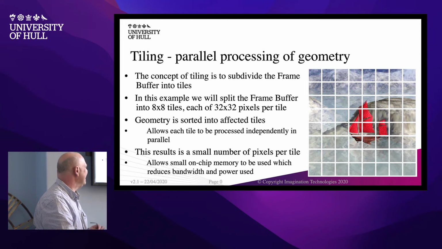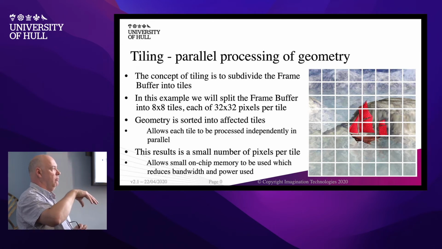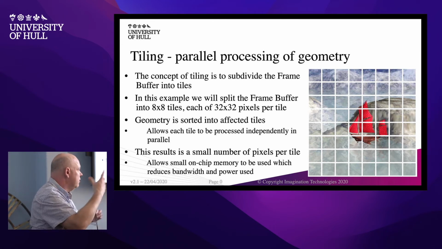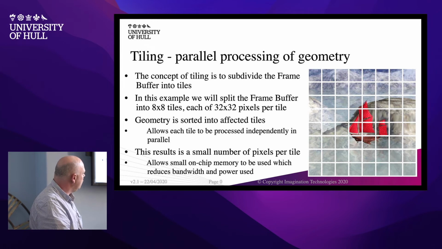What we're doing in this example is splitting this up into 8 by 8 tiles. Each tile is 32 by 32 pixels. Well, we can hold that sort of frame, if you like, as a frame buffer directly on chip. It's small enough so we can do that. So that's really quite nice. What we do is the geometry is sorted into the effective tiles.